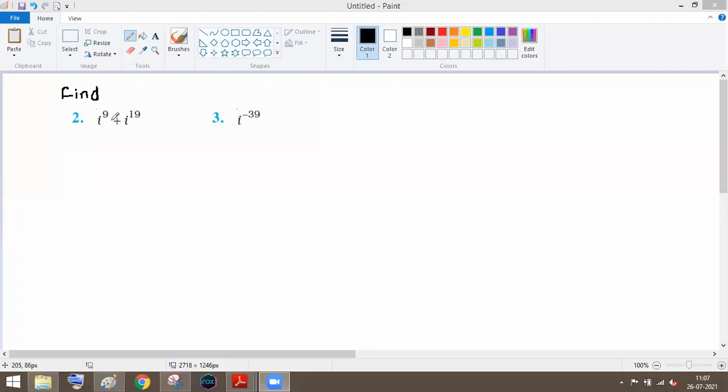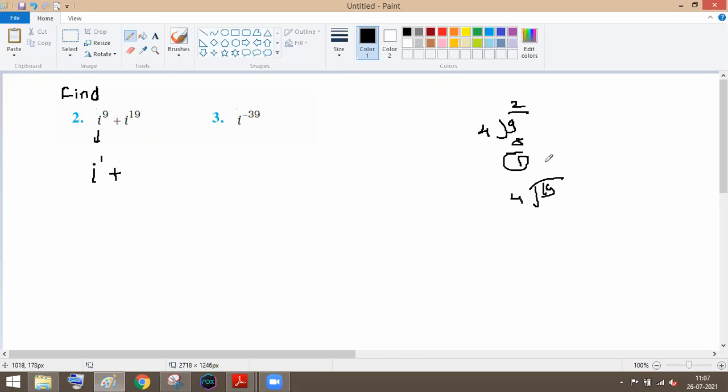So we have to calculate the value of I to the power 9 plus I to the power 19. Just divide 9 by 4. We get 2, 8, remainder 1. So this is equal to I to the power remainder, I to the power 1. Now divide 19 by 4. 4, 16, the remainder is 3. So I to the power 3. What is I to the power 3? That is minus I. So I and minus I cancel, and we get 0. The answer for the first question is 0.